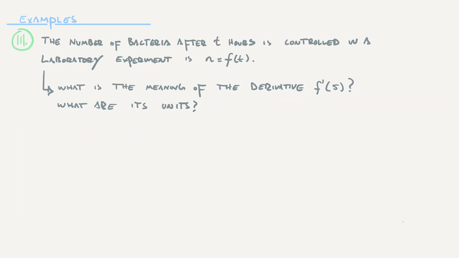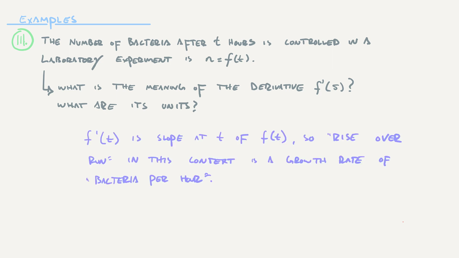But if you look at example 3, it says the number of bacteria after t hours is controlled in a laboratory experiment, and it's given to be n is equal to f of t. So what is the meaning of the derivative f prime of t? What are its units? Well, first of all, f prime of t, just in general, without even considering plugging in something to it, is just the slope at t of f of t. So it's the rise over the run, which it always is going to be.